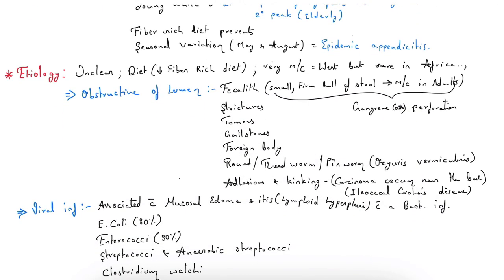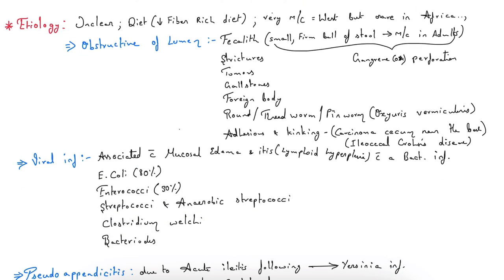Okay, and we can see seasonal variations, like May and August being epidemic periods for appendicitis based on research. Now causes of appendicitis: mostly it is idiopathic or unclear. Diet with decreased fiber is very common in the West, but rare in African people. We can see obstruction of the lumen with fecalith, a hardened, small ball of stool, most common in adults, and it can cause gangrene or perforation. Also strictures, tumors, gallstones, foreign bodies, and worms like threadworms, pinworms, Oxyuris vermicularis, or adhesions and kinking, or carcinoma of the cecum near the base, ileocecal disease or Crohn's disease.